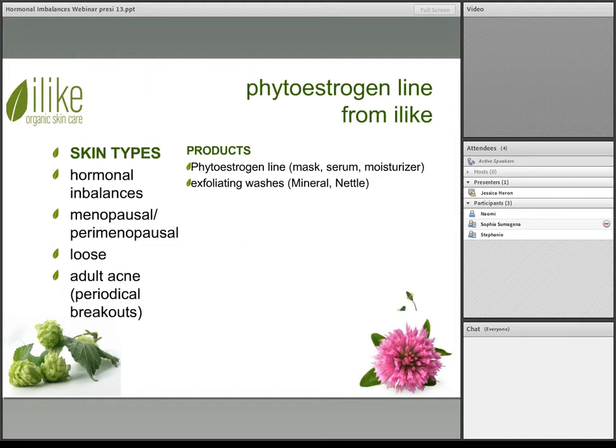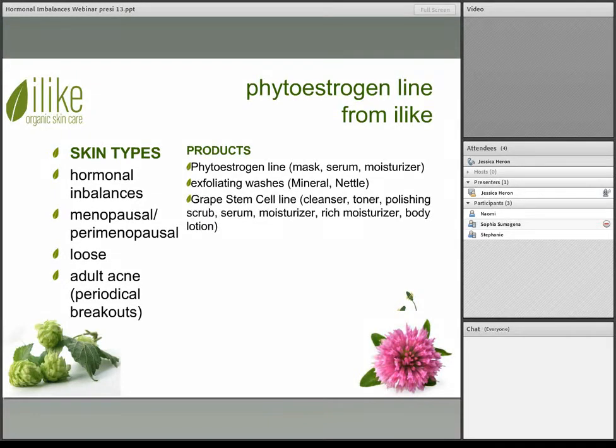Okay. So the next product would be our new Grape Stem Cell Solutions line, including the Grape Stem Solutions Cleansing Milk.